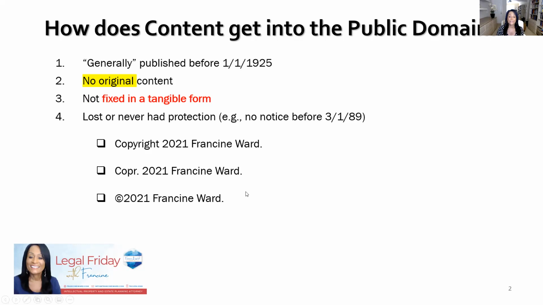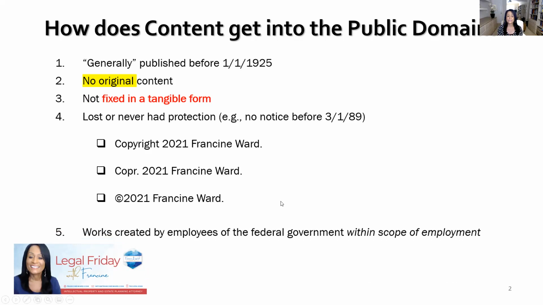Again, it's not required, but if you created a work prior to 1989 and did not have that notice symbol, you did not have protection. That work immediately went into the public domain. And another way work gets into the public domain is if it was created by a federal government employee within the scope of their employment. Not a state employee, not a municipal government employee, but a federal government employee who creates the work within the scope of their employment. That work is in the public domain, and it's free for any of us to use in whatever way we want.